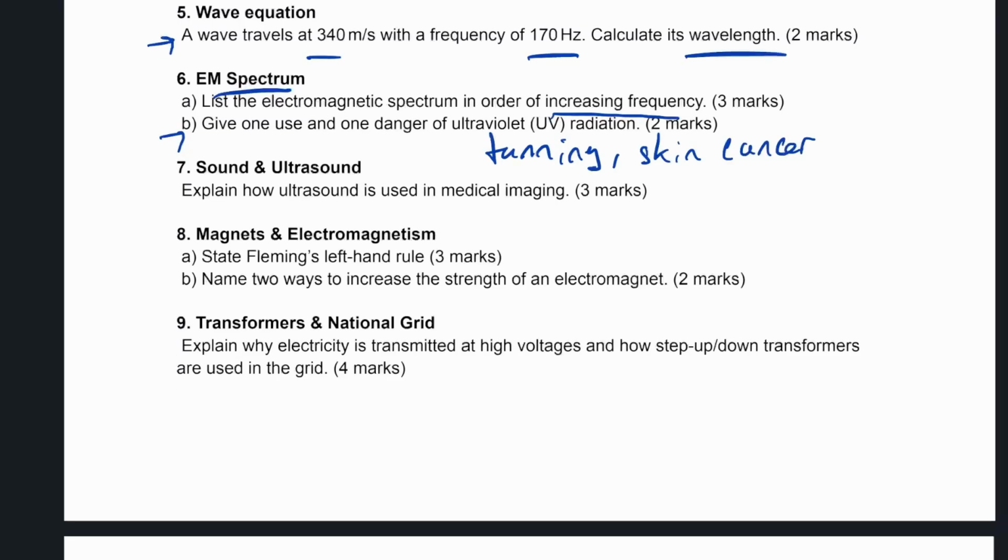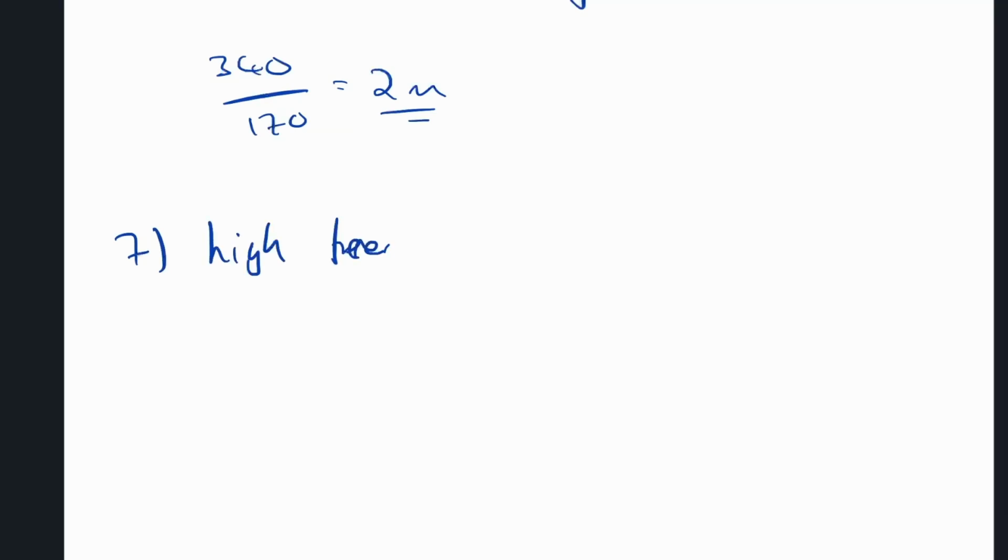Right, so the next question is asking us about ultrasound. So explain how ultrasound is used in medical imaging. So you do need to know how the different waves are used, particularly in medicine. So how is ultrasound used in medical imaging? So let's make some space down here. So the first thing with ultrasound is you send in these high frequency sound waves, or you can even just say the ultrasound waves. And where do you send it?